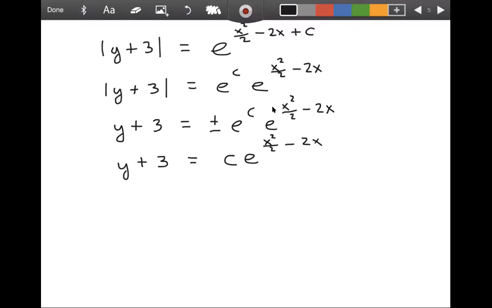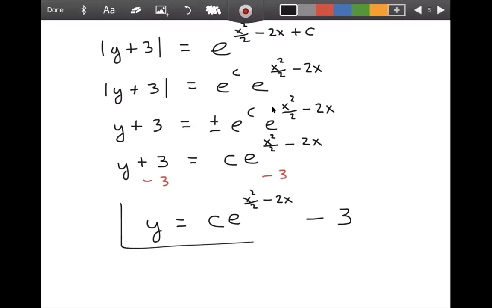All right, so now the only thing left to do is get rid of this plus 3 here, and the general solution of this differential equation is going to be y equals c times e to the power x squared over 2 minus 2x minus 3. Done. All right, back to the presentation.